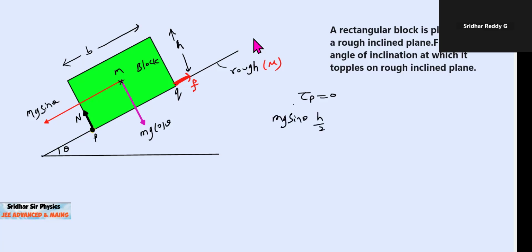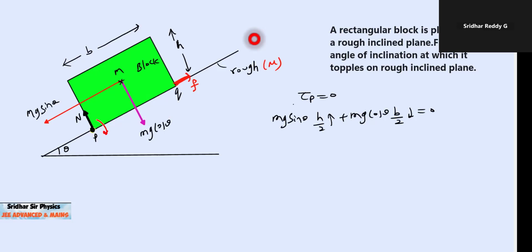Then based on this, mg sin theta h by 2 clockwise, mg cos theta b by 2. The friction will intersect the axis of rotation. Normal contact will intersect the axis of rotation. Torque due to mg sin theta will act here. Torque due to mg cos theta will act like this. So this will be b by 2. This is a perpendicular distance. This is a torque. So torque due to mg cos theta will be clockwise.